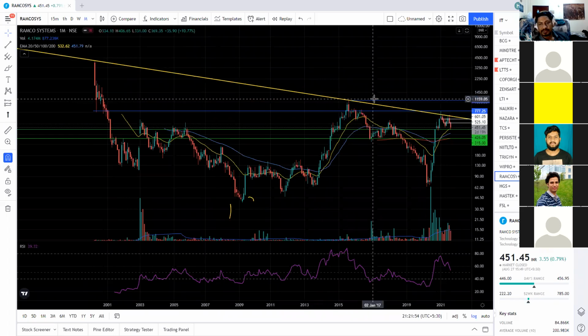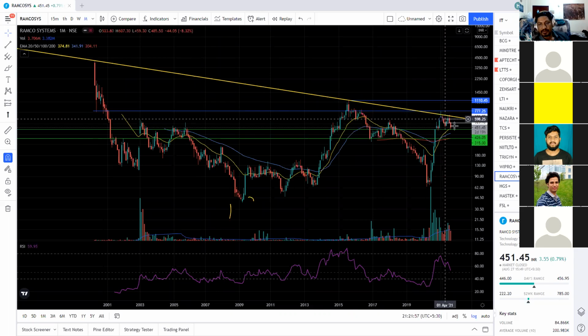So the price has never crossed. It has been some weak portion, but on a monthly basis the price has never crossed.